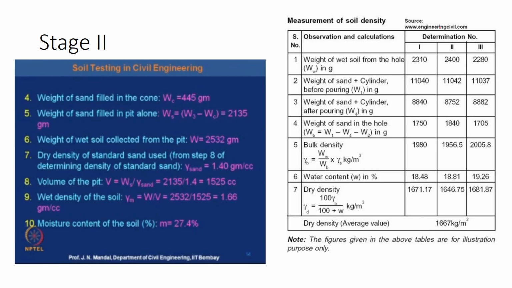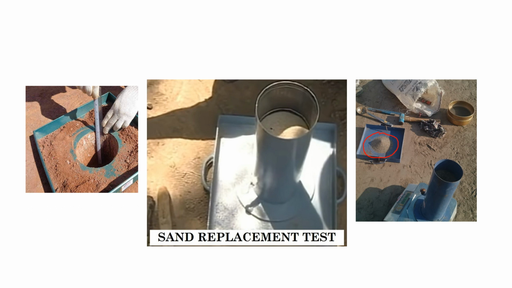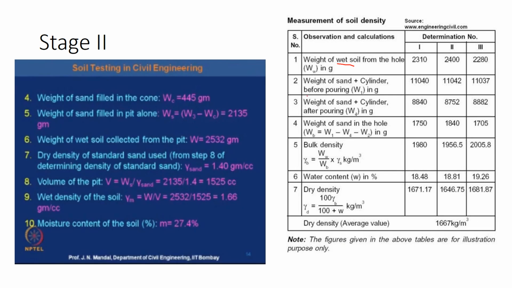Now you have to find out the weight of soil that is in the hole that you have dug and placed in the tray. This soil weight you have to find out. Then you measure the weight of sand plus cylinder after pouring and before pouring. That weight you have to note down. Then you find the weight of sand in the hole.